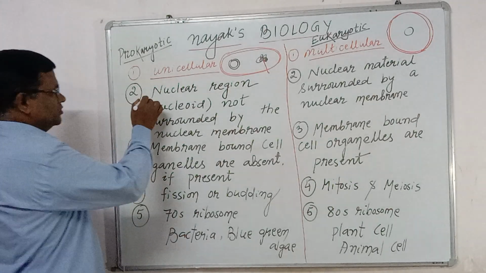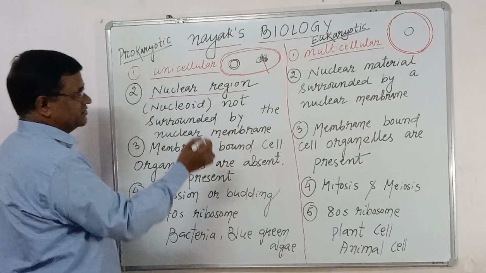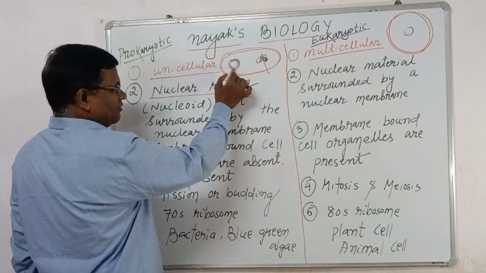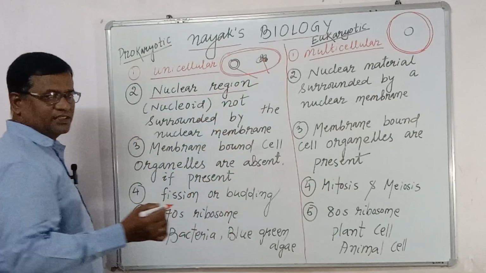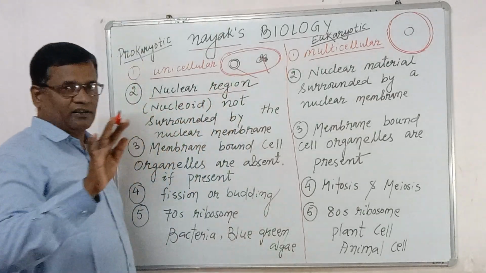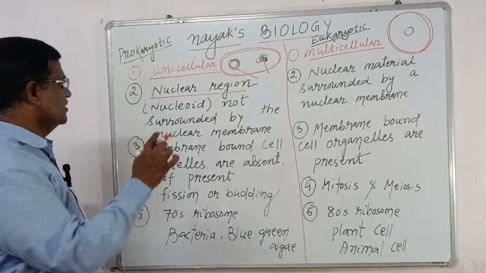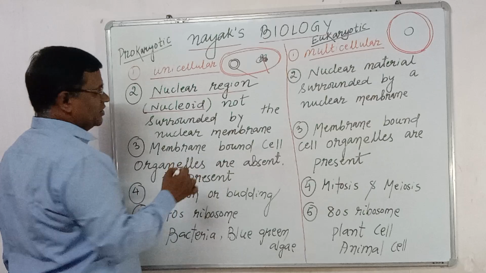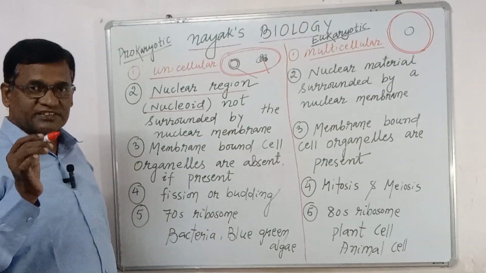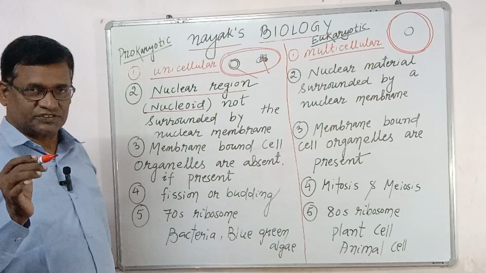Now come to the second point, which is very, very important: the nuclear region. See, it is a bacteria. It has two nuclear regions. One is a plasmid, as you know very well, and its nuclear region is not covered at all, and the region is called the nucleoid. Nucleoid means the nuclear region of the prokaryotics.